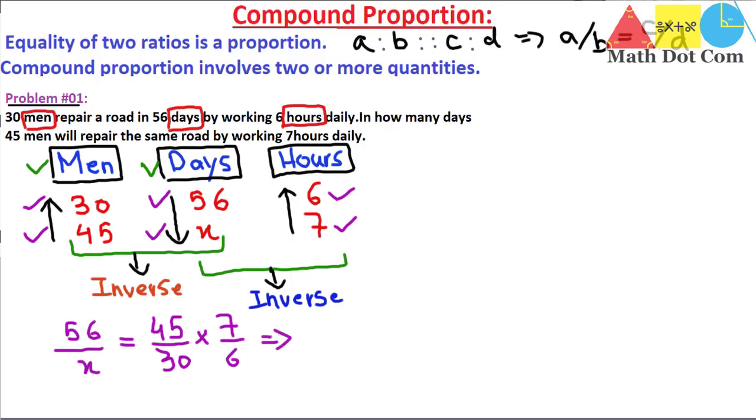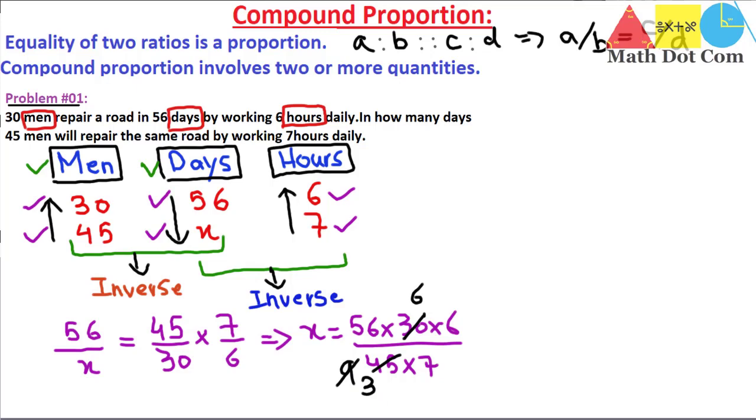Let's see how you can do that. X is equal to 56 multiplied by 30 multiplied by 6 divided by 45 multiplied by 7. So let's simplify them: 5 9s are 45, 5 6s are 30, 3 3s are 9, 3 2s are 6, 3 1s are 3, 3 2s are 6, 7 1s are 7, 7 8s are 56. So what we will get is the value of x is 32 days.